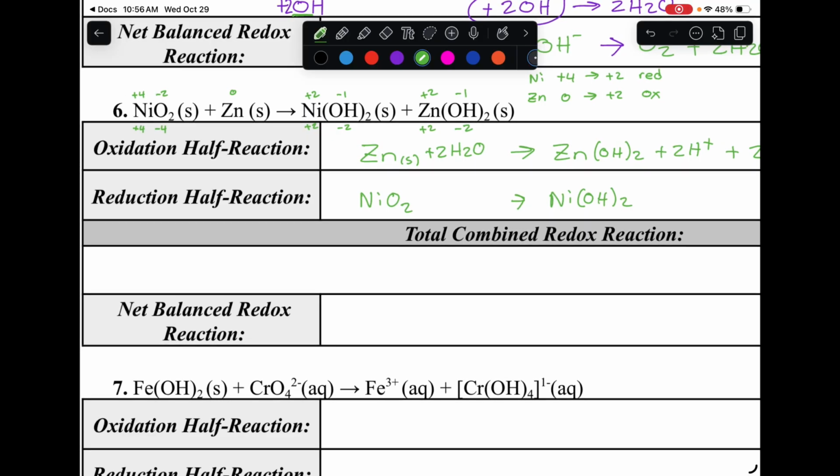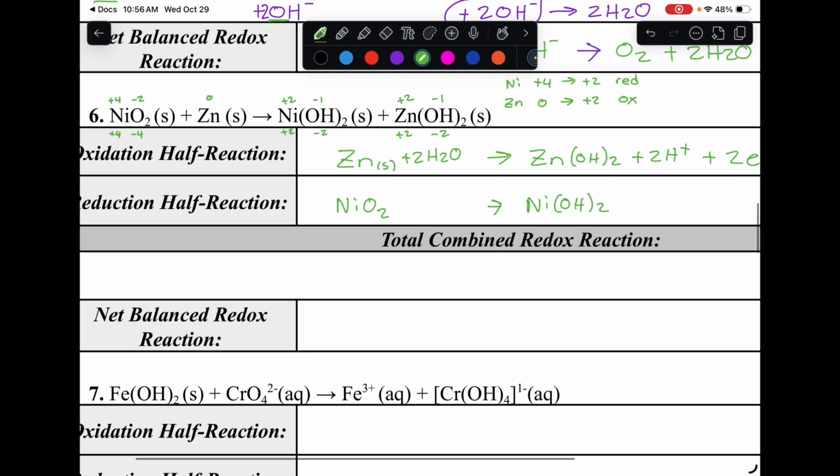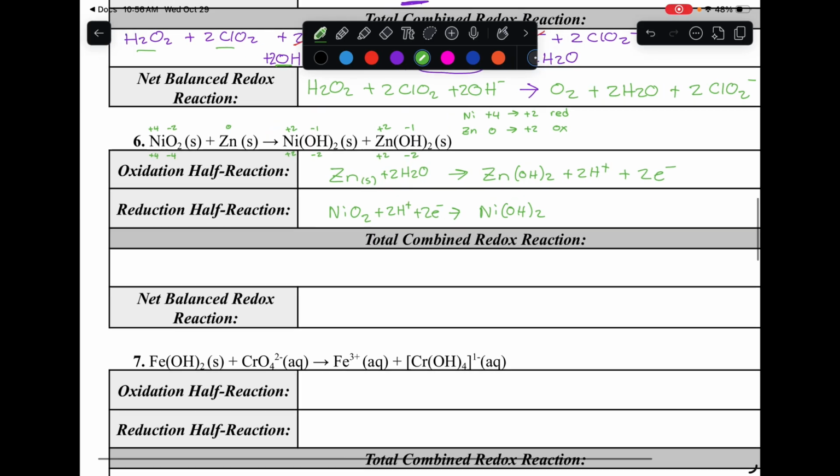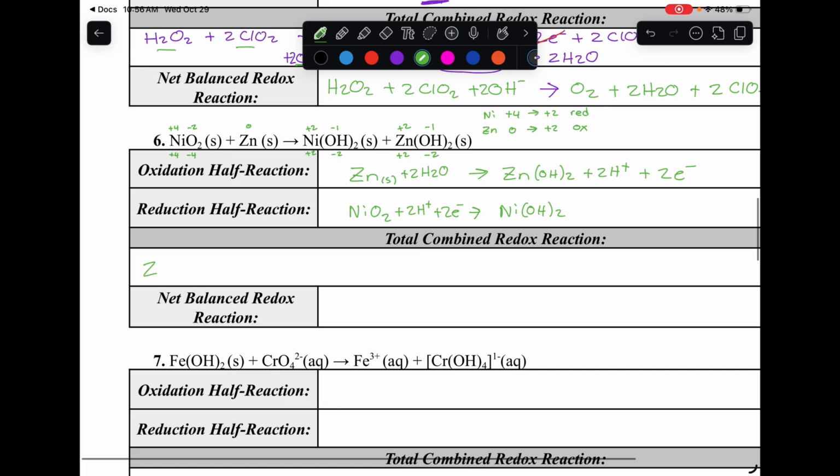All right, the reduction half, nickel is balanced, so we'll leave that. And then we're going to balance the oxygens. We have 2 on each side, in fact, so oxygens are done. We're going to add hydrogen ions, 2 of them, to right here, to balance the hydrogen ions, and then that means we're going to add the 2 electrons here. So we don't need to multiply either of these half reactions by anything because we already have the same number of electrons. So we're going to combine everything.